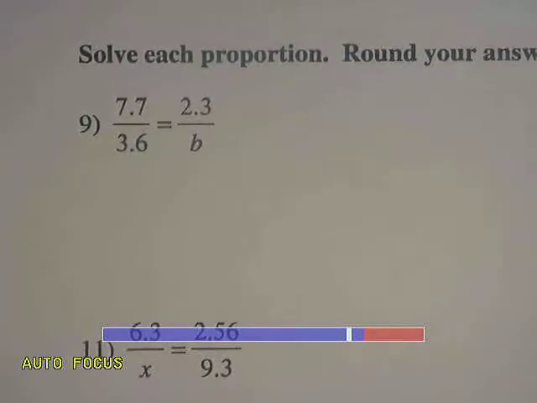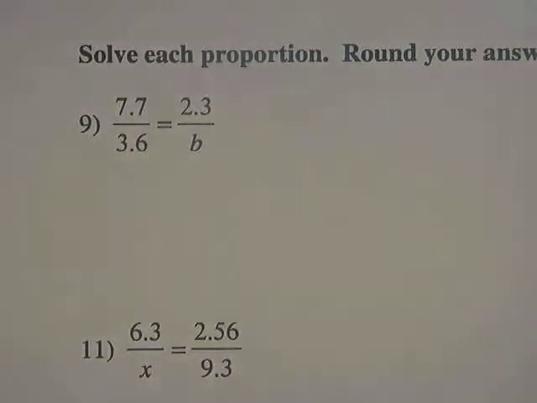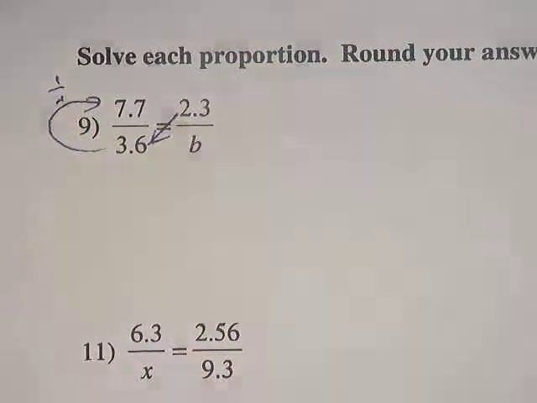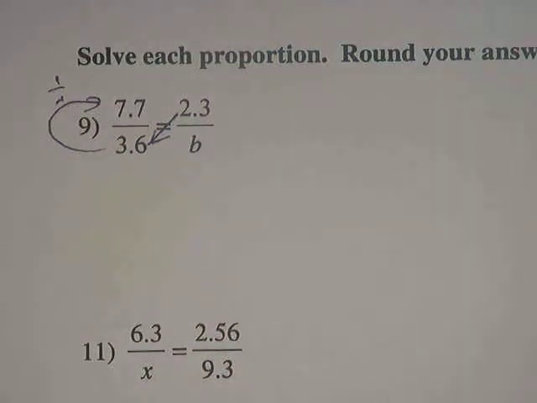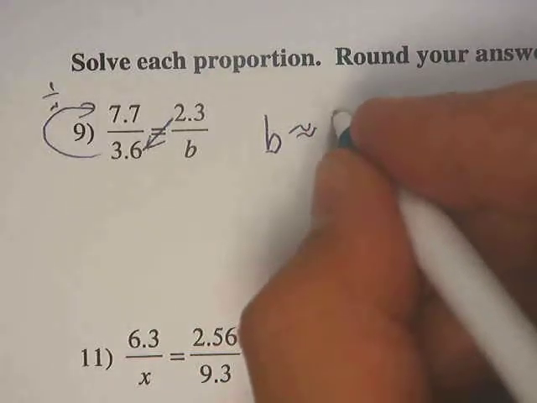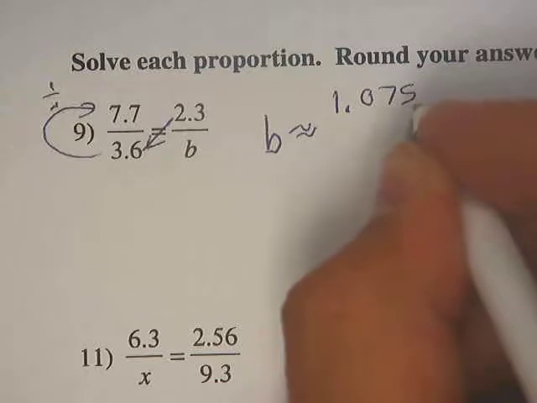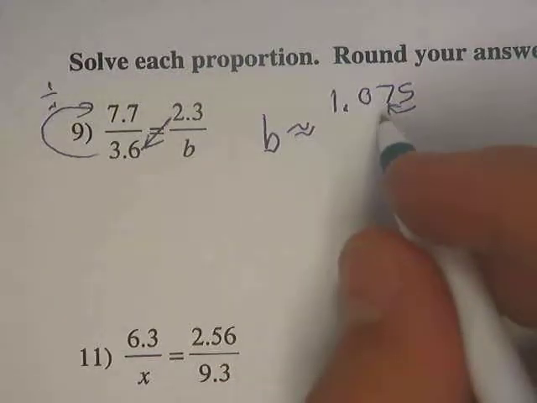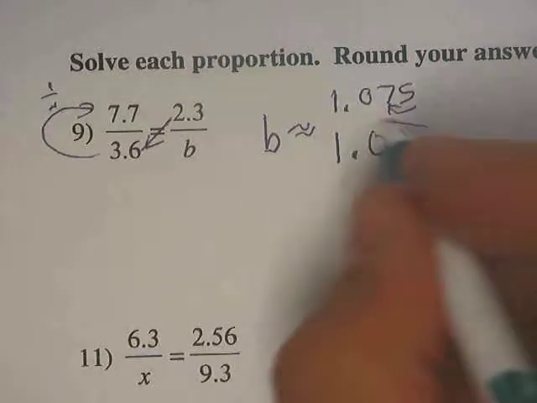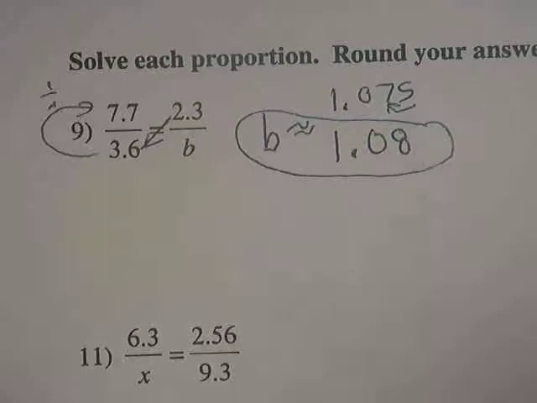Okay, I'll try one of these too. Why not? Let's do number 9. The only difference about number 9 is there are decimals, and they said round to the nearest hundredth. So I cross multiply and divide. On my calculator, take 2.3 times 3.6 divided by 7.7. So b is approximately equal to 1.075. The 5 makes that round up. So it becomes 1.08.